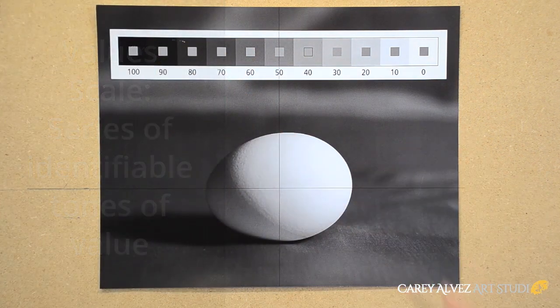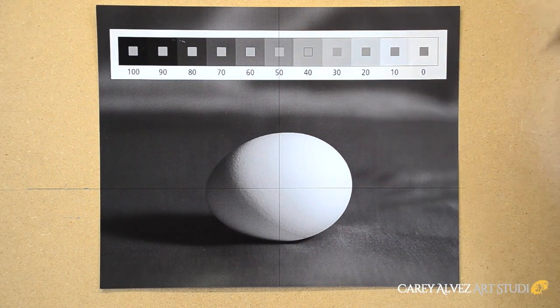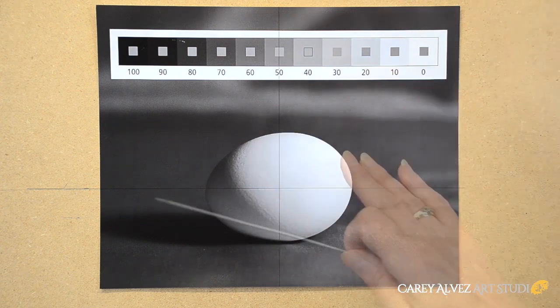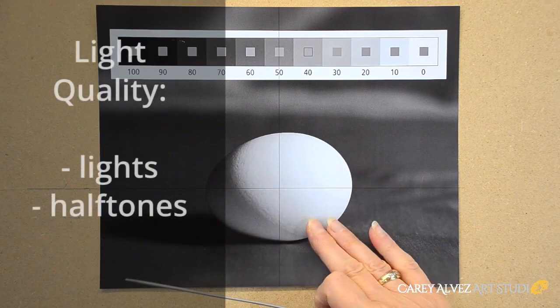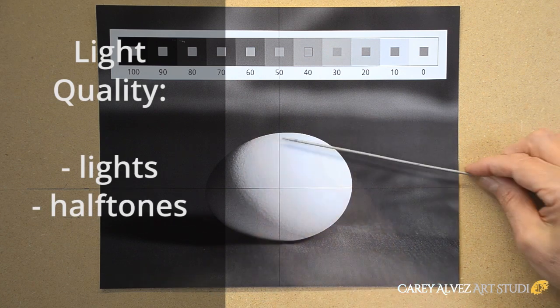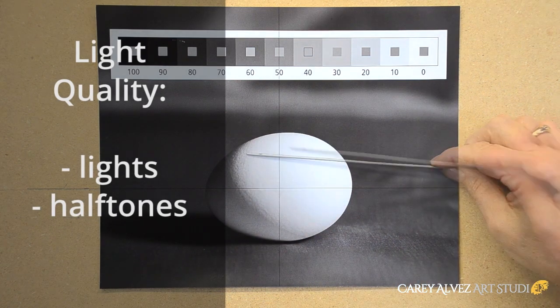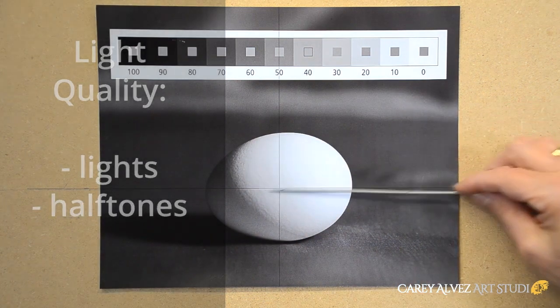We're going to talk about the quality of light. So in this particular case, the light is coming in from the right-hand side, and it hits here into a highlight area. And then we get into the light and halftone range. And this would be a light light and of course a darker light. Predominantly it's known as a halftone range.